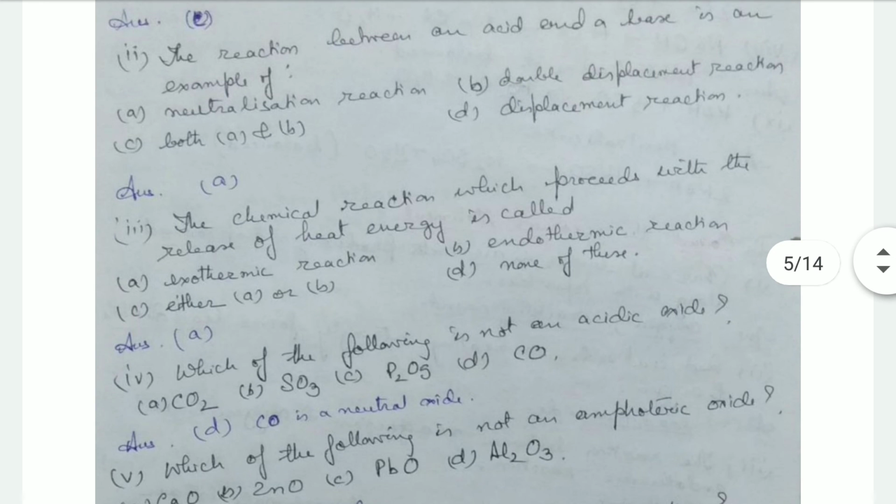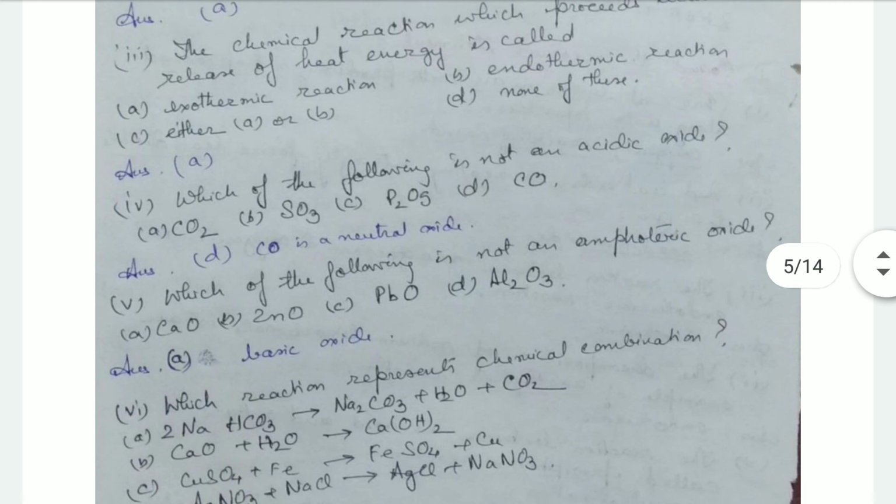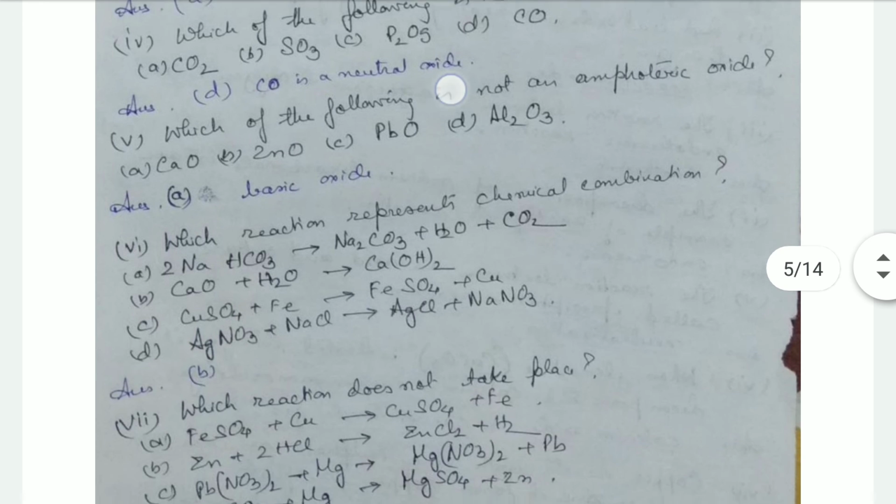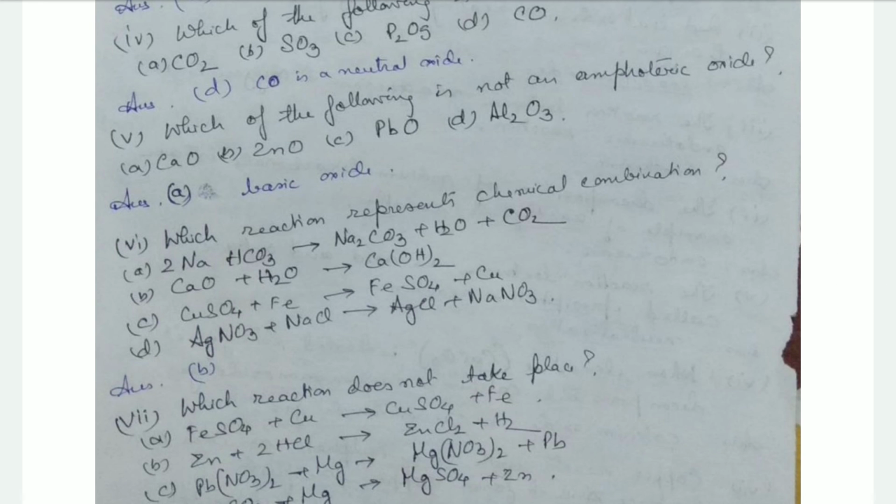The chemical reaction which proceeds with the release of heat energy is called an exothermic reaction. Which of the following is not an acidic oxide? Carbon monoxide is a neutral oxide. It's not an acidic oxide. Which of the following is not an amphoteric oxide? The first one, CaO, is a basic oxide. Which reaction represents a chemical combination? CaO, that is calcium oxide, combining with water to form calcium hydroxide. That's a combination reaction.